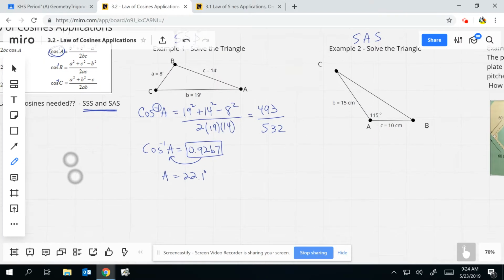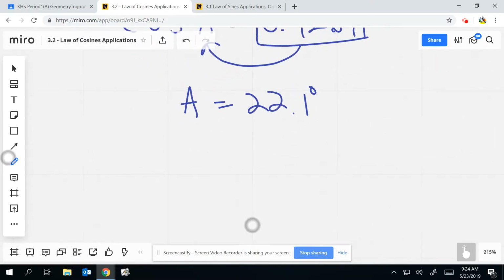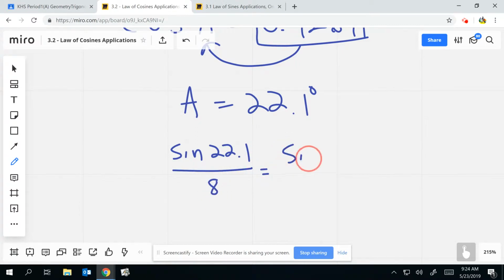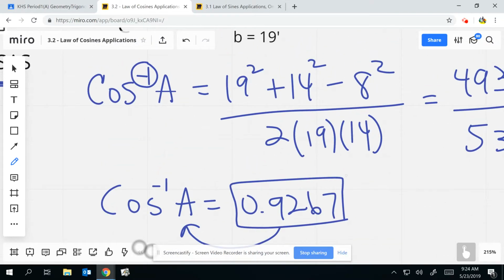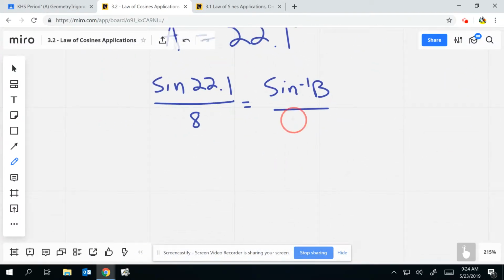Once you've done law of cosines once, you don't ever have to do it again in that problem because now you've got two A's. So now I can take my sine of that 22.1 and put it over little a, which is 8, and now find the inverse sine of angle B. So I want to go to B next. And side b, I think, is your 19. Yes, side b is 19. So we're going to put that over 19. And just do your cross multiplying. So sine 22.1 times 19, and then divide that by 8.